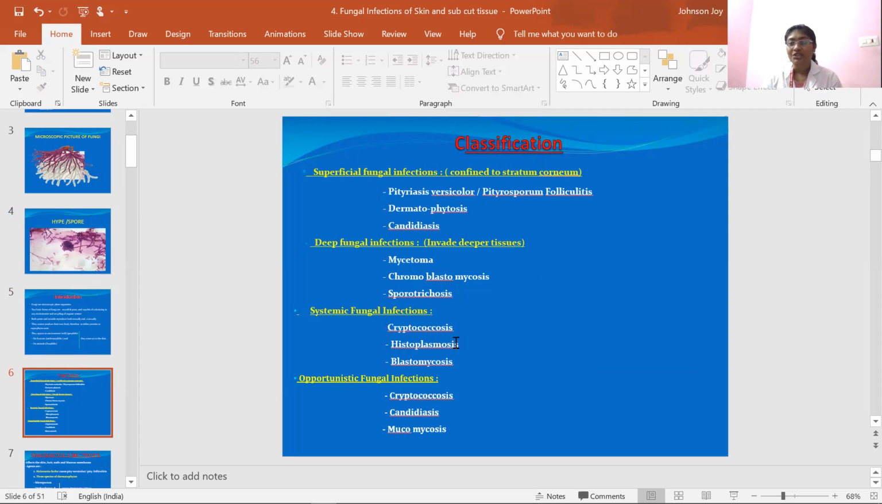Now, the deep fungal infections invade the deeper tissues, and such deep infections are mycetoma, chromoblastomycosis, and sporotrichosis. Coming to systemic fungal infections, they are cryptococcosis, histoplasmosis, and blastomycosis. And the opportunistic fungal infections, which means those fungal infections which affect immunocompromised patients like those with diabetes mellitus or HIV, are cryptococcosis, candidiasis, and mucormycosis.